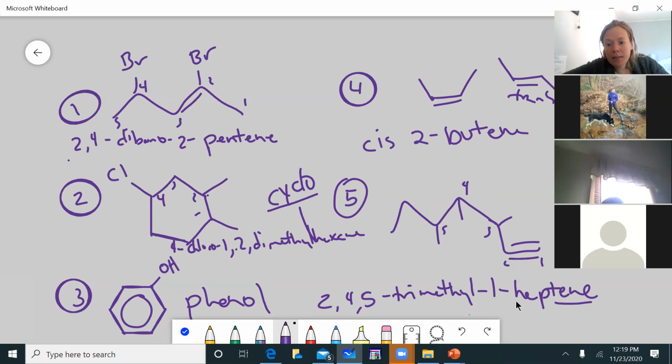This covers the double bond. This covers the carbon chain. This lets us know where the double bond is. And these are the accessories.